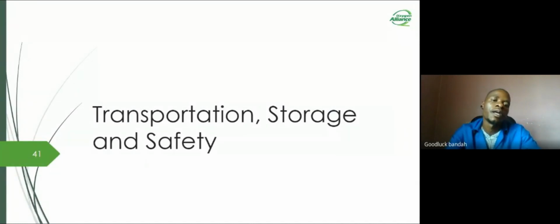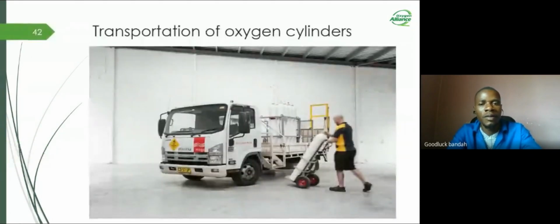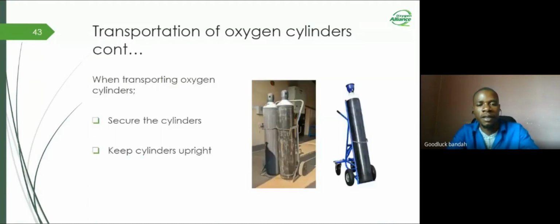From there, let's look at transportation, storage, and safety of oxygen cylinders. Let's start with transportation. When transporting oxygen, there are a number of factors that we should consider. Some of them are what have been highlighted here.